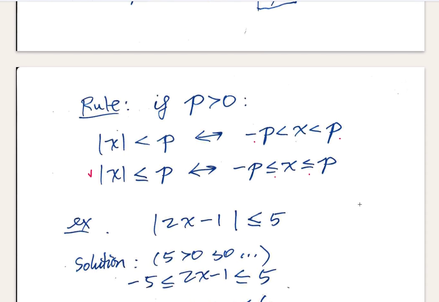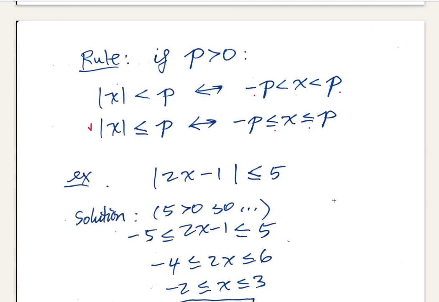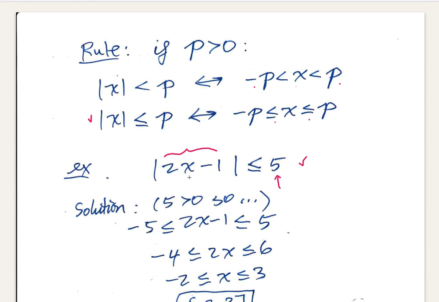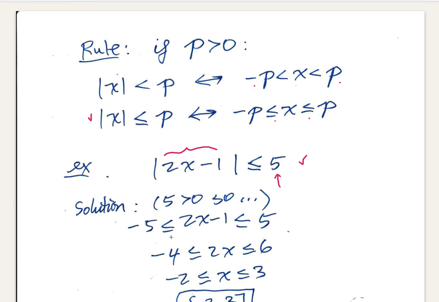Okay, so let's go ahead and apply this one last time to a simple problem here. Linear inequality. Okay, this is a linear function of x, just a first power there. All right, the absolute value of 2x minus 1 is less than or equal to 5. Well, notice that our p here is 5, and that's greater than 0. So what we're going to do is rewrite this as a double inequality. Negative 5 is less than or equal to 2x minus 1 is less than or equal to 5. So I'm just applying this right up here.